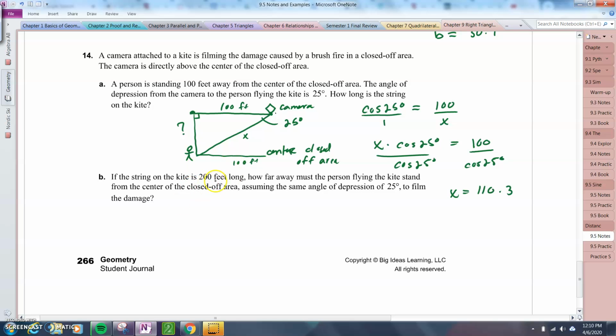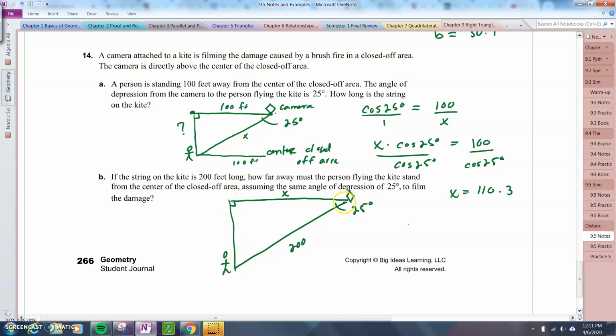Now this kind of switches in B. Now it's saying if the string is 200 feet long, so now we change up our drawing. So here's the person, and the string now is 200. How far away is the person flying the kite from the closed off area? So now this side is our unknown. And again, we still have the 25 degrees here from where this kite is. And here's our right triangle.